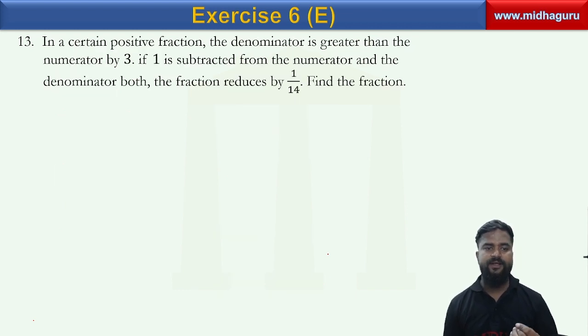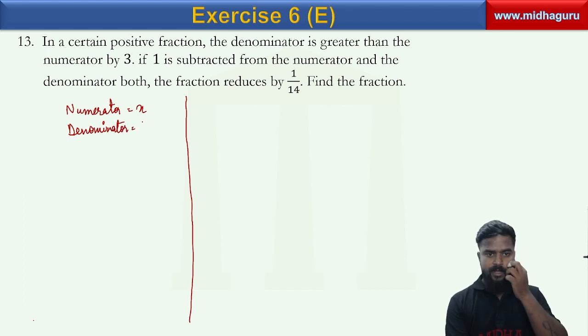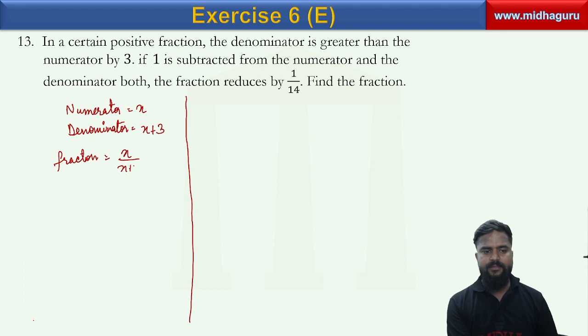The next question says, in a certain positive fraction, the denominator is greater than the numerator by 3. If 1 is subtracted from the numerator and the denominator both, the fraction reduces by 1 by 14. Find the fraction. So let us say the numerator is x. Now it says the denominator is x plus 3. So the original fraction is equal to x by x plus 3.